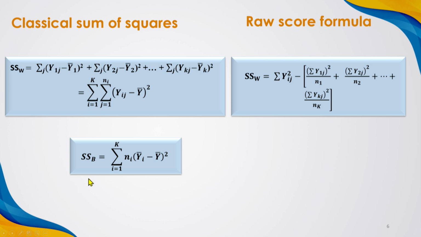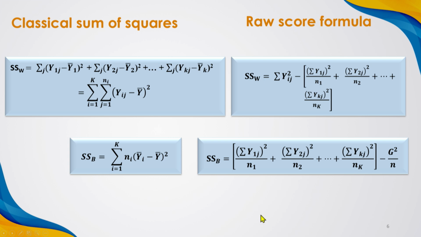Similarly, the classical formula for between sum of squares is you have to take the product of the size and the square of deviation of each group mean from the overall mean. So, you have to expand it for all the treatments you have, then only finally you will get SSB, but using the raw score formula you can easily get it without going to the deviations.